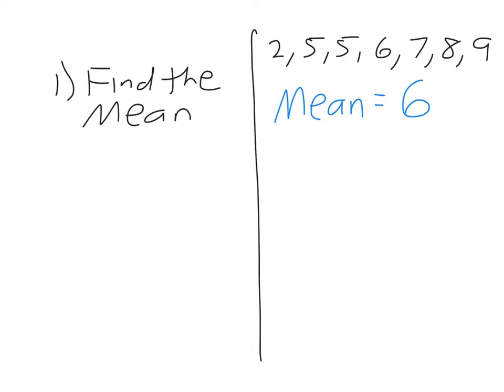So let's look at that. I added up 2, 5, 5, 6, 7, 8, 9, and I divided that by 7. And when I did that, I ended up with a mean of 6. Ironically, that's also the median, but that's beside the point right now. I'm looking for the mean, and the mean happened to be 6.